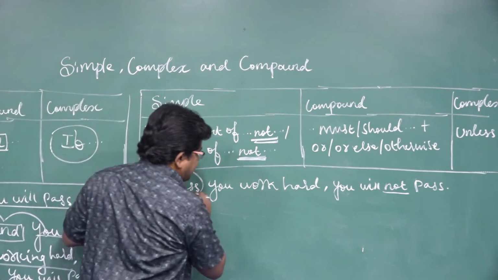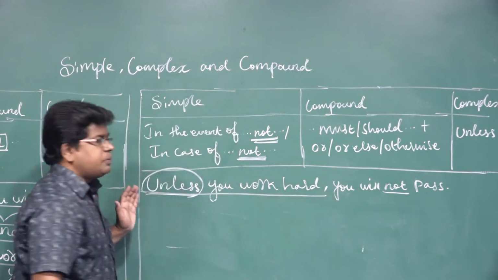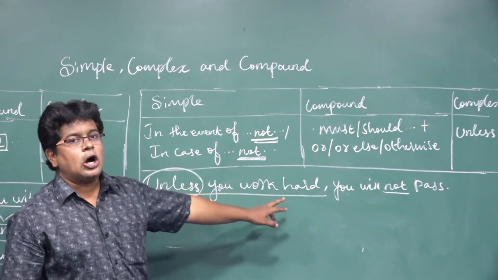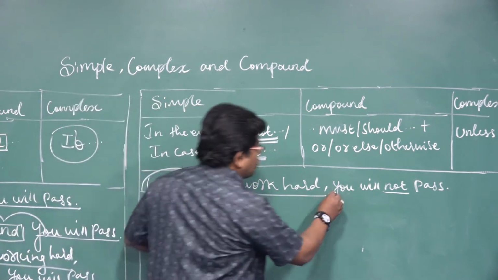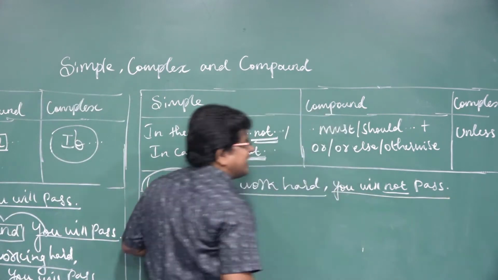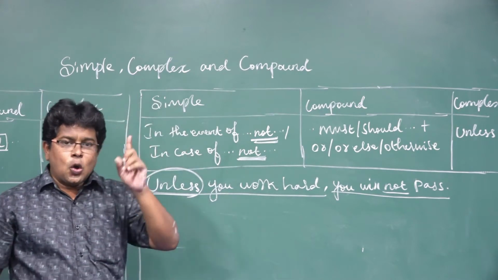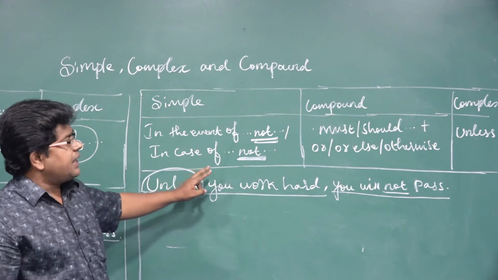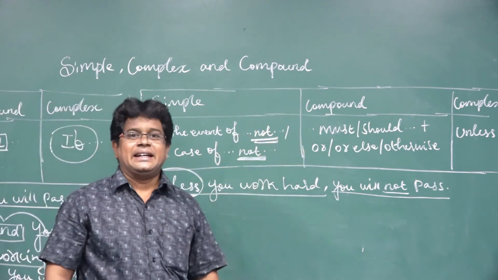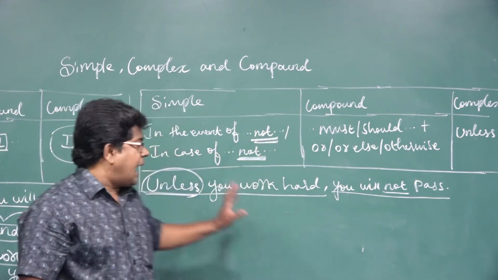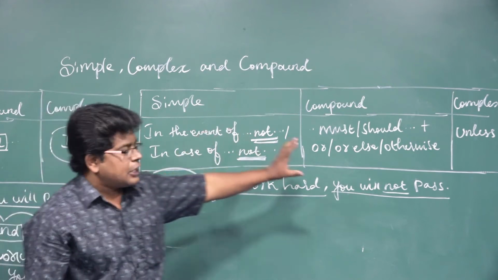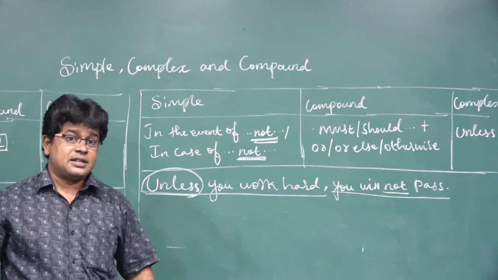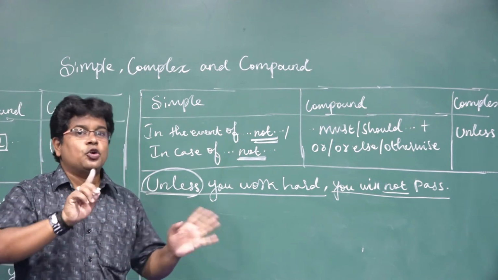So the subordinate conjunction is there up to that comma. That has to be considered as subordinate clause. "Unless you are caught" is a subordinate clause. "You will not pass" is the main clause. So one subordinate clause plus one main clause has to be considered as complex sentence. That is negative. Already I told, unless is there, not will be there. So "unless you are caught, you will not pass." That we use, "if you are caught, you will pass."